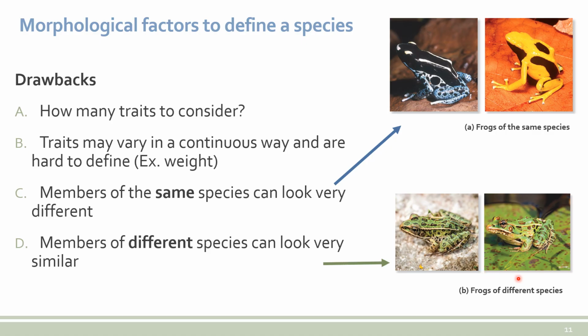Other members of different species can look very similar. Remember we talked about mimicry in chapter 43 if you're in Biology 102. Mimicry is where one organism looks like another, usually a non-poisonous one mimics a poisonous one or something like that. They use their physical characteristics to deter a predator. So sometimes they look the same even though they are not.